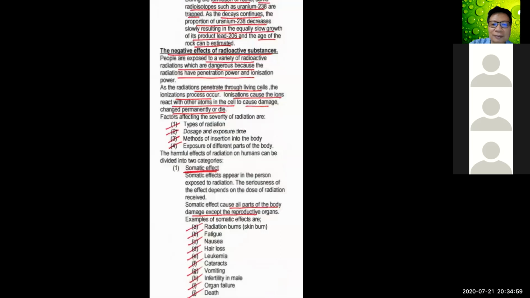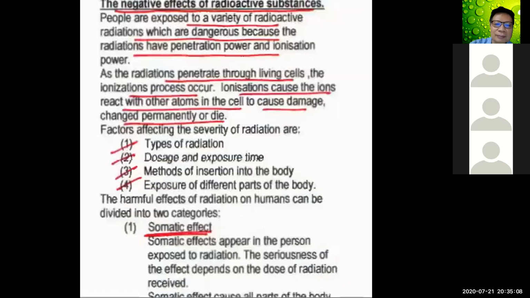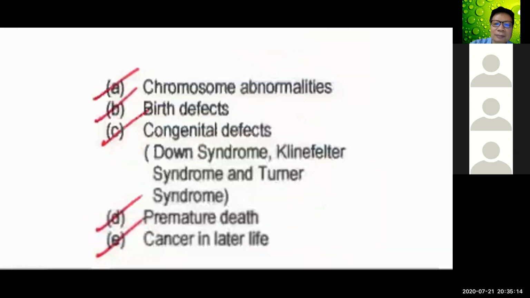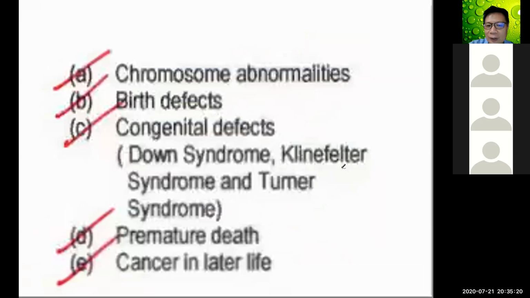Chromosome abnormalities, birth defect, what else? Premature death. Premature death, and one more? Cancer in later life. Okay, thank you. I think you all can memorize it. Okay, we can move on to the next one.